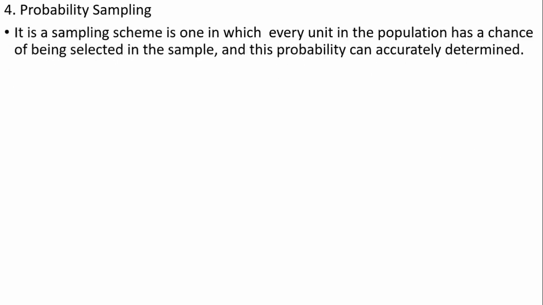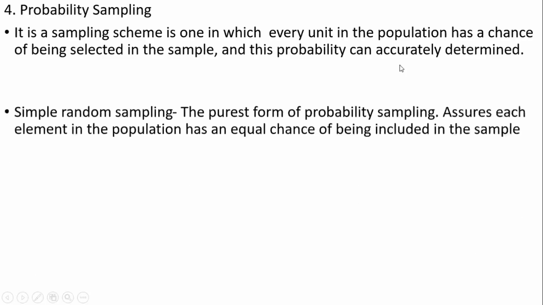The fourth question is probability sampling. It is a sampling scheme in which every unit in the population has a chance of being selected in the sample, and the probability can be accurately determined.